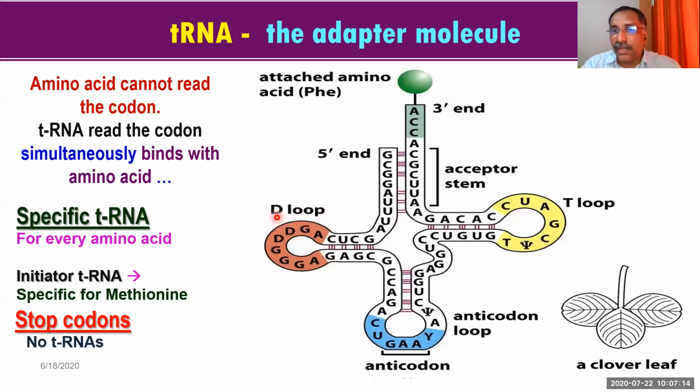You have to write, you have to label it D loop. Right side, one loop is there, that is called T loop. And here one loop is there, that is called anticodon loop. At the anticodon loop, 3 nitrogen bases are here, and these 3 nitrogen bases are used for reading the codon on messenger RNA. These nitrogen bases are used for reading the codon which is there on the messenger RNA. Okay, and these 3 nitrogen bases we call anticodon.